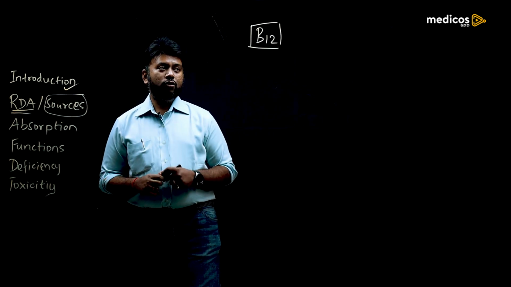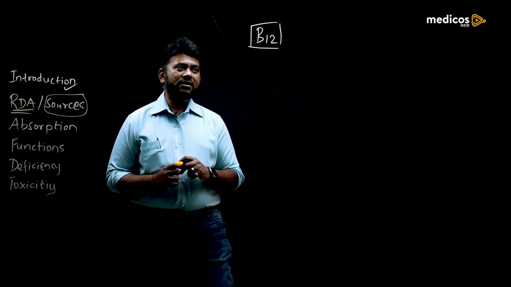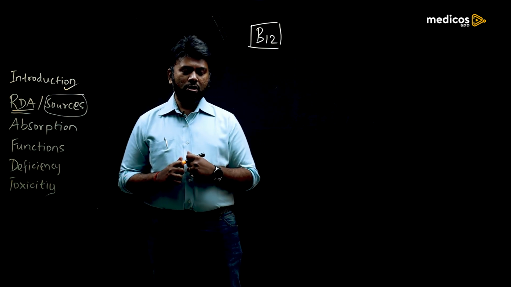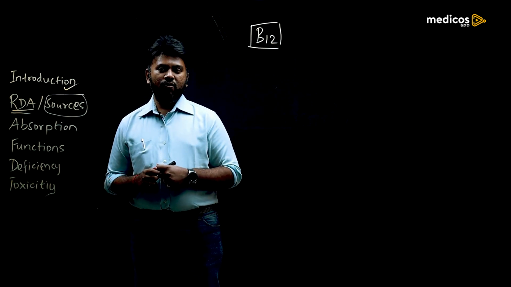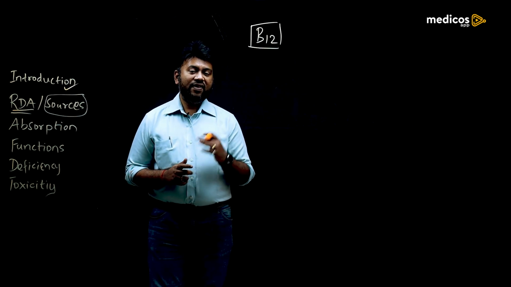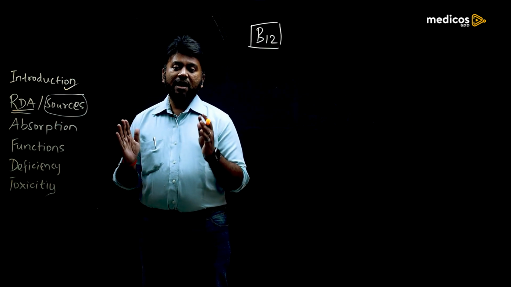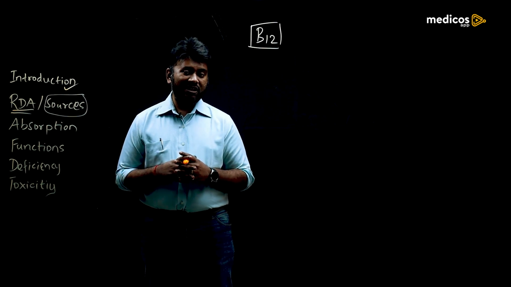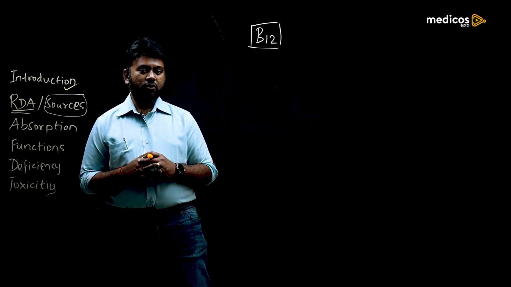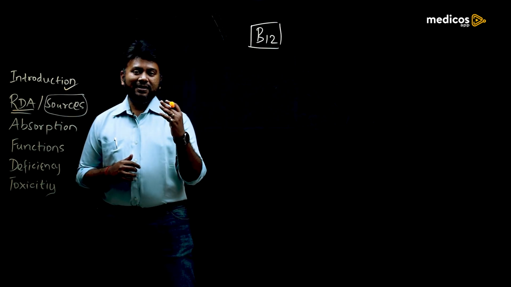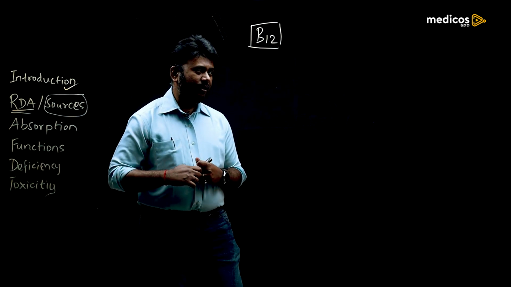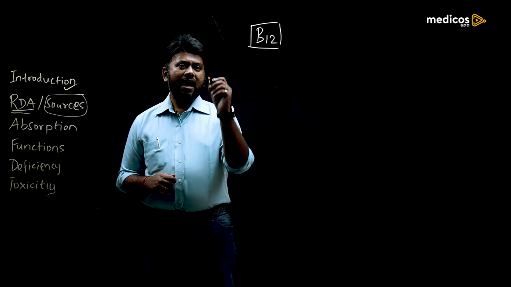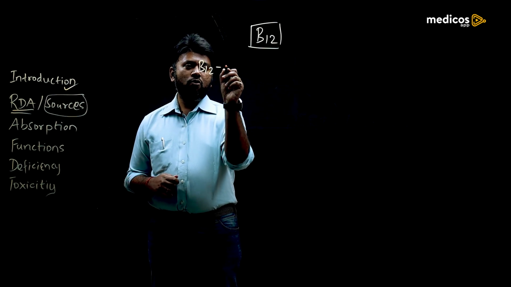Initially I said there are two important differences between B12 and other water soluble vitamins. One is that, like a fat soluble vitamin, it can be stored in the liver. Second, for the absorption of B12 we need a lot of proteins, and the absorption is quite complex. So how is the dietary B12 absorbed into our body? We will discuss in detail now. In the diet our B12 is always found in a bound form.